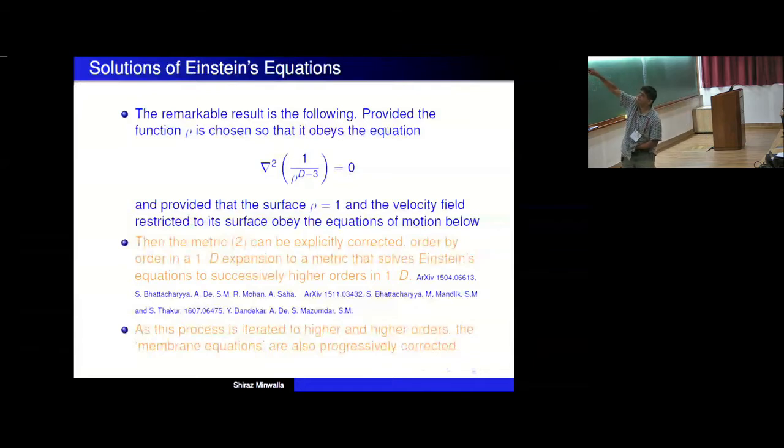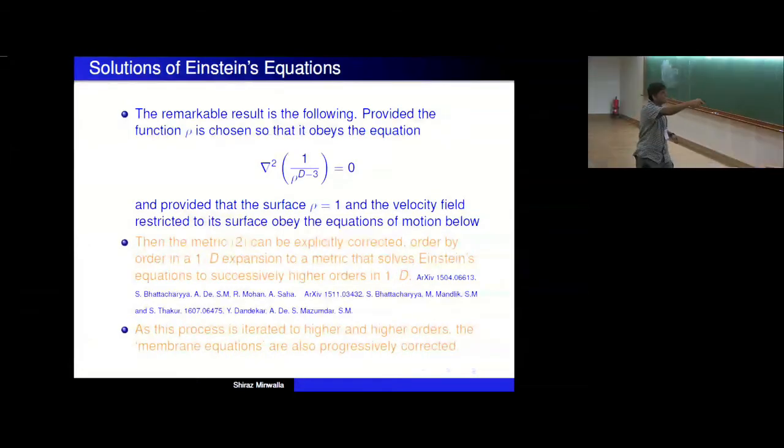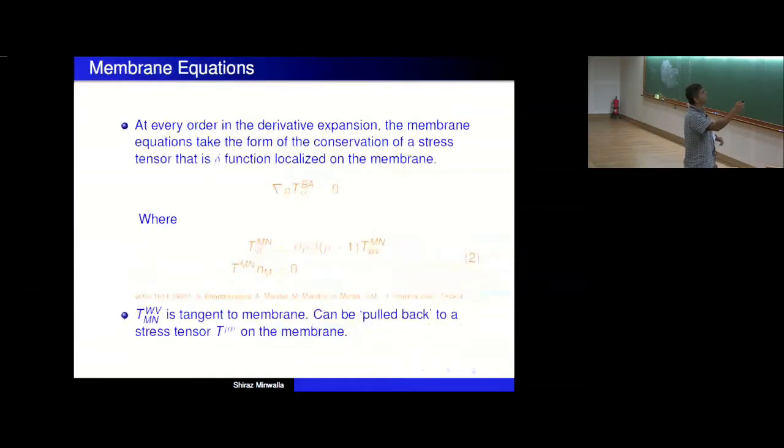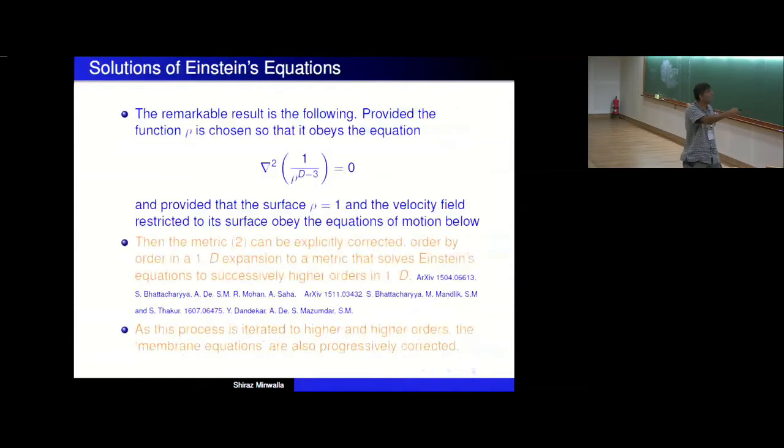I demand that this rho function is not completely arbitrary, but is such that 1 over rho to the power d minus 3 is a harmonic function. Suppose I choose that function to have that form. And I also demand certain conditions on this U field, this one-form field. I'll tell you about the conditions in a minute.